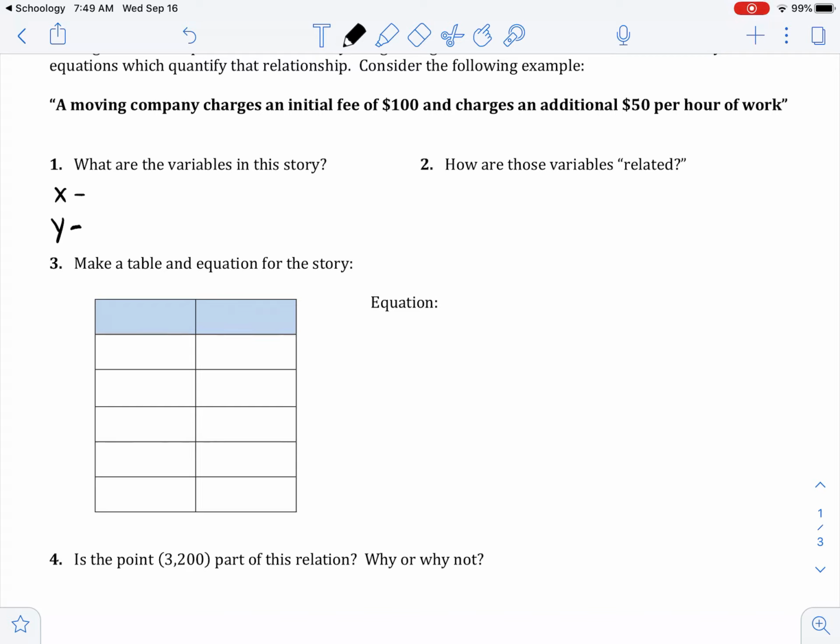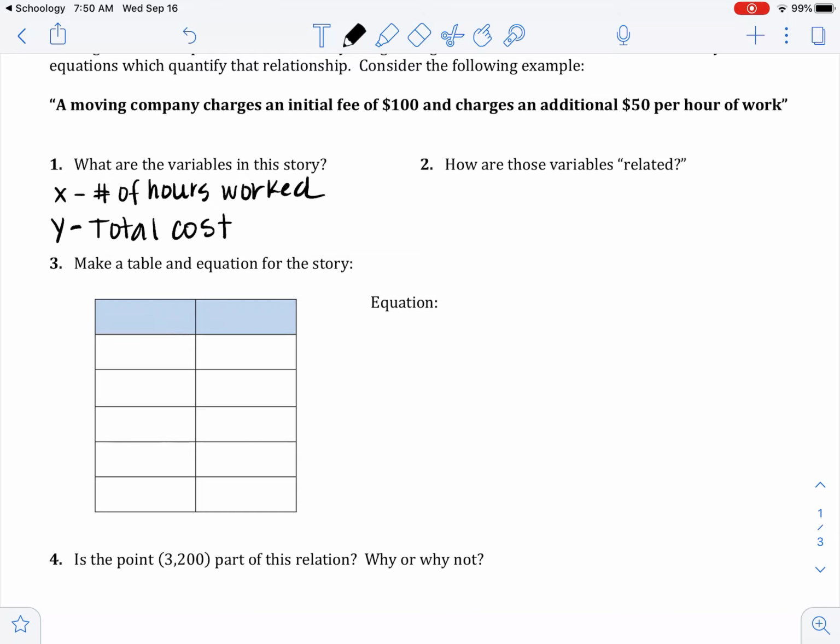So let's think about what we're missing here. I know that I'm going to hire this moving company. I know that I have to pay them $100 no matter what. But then I also have to pay them $50 per hour of work, and I don't know how long they're going to work for. So the first thing that I don't know is the number of hours that are going to be worked. Since I don't know the number of hours worked, I also don't know the total cost of how much I'm going to end up paying.